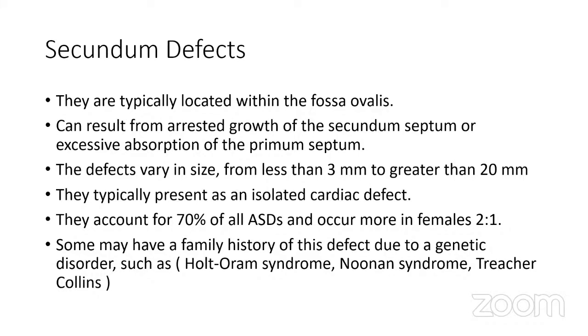Secundum ASDs typically present as an isolated cardiac defect, though they may occur with other ASDs such as sinus venosus defects or primum defects. Some may have a functional mitral valve prolapse. These defects account for approximately 70% of all ASDs and occur twice as often in females than in males. Some may have a family history of this defect due to a specific genetic mutation. These are often associated with other congenital cardiac and extracardiac abnormalities, such as Holt-Oram syndrome, Noonan syndrome, or Treacher Collins.